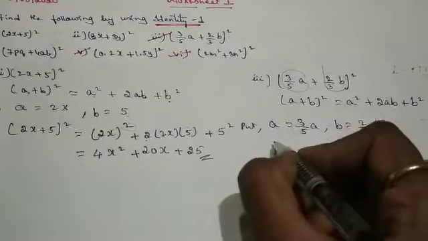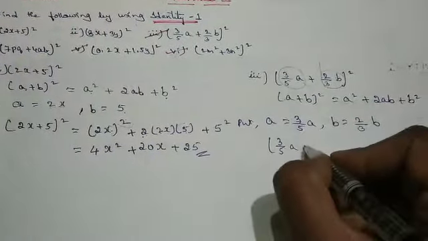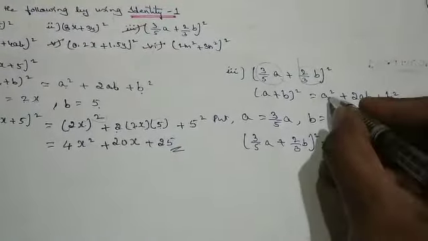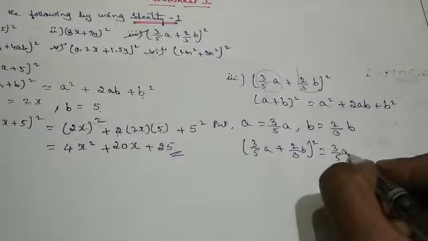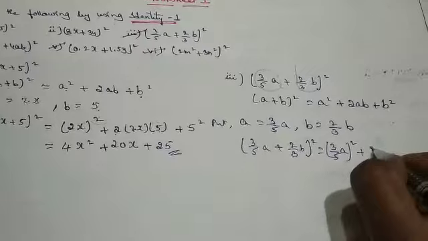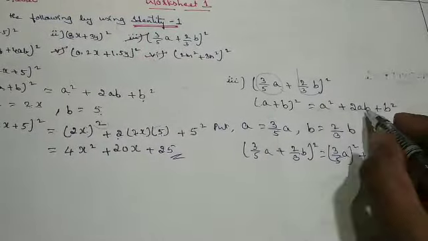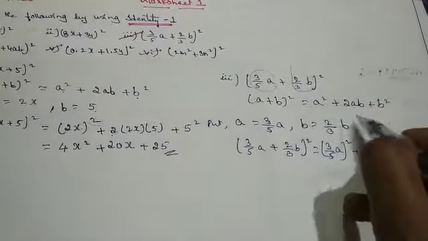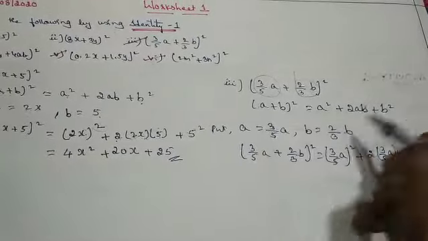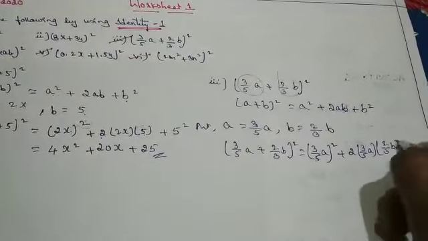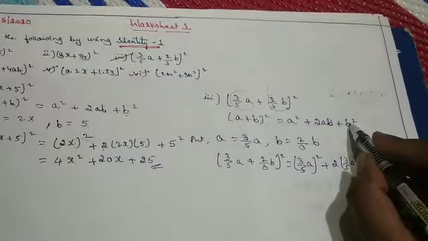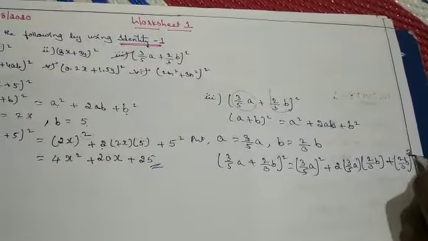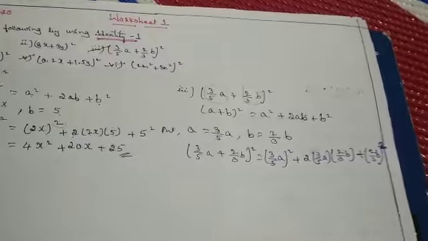Then come with the LHS. (3/5 a + 2/3 b) whole square equal to, apply the identity, a square is nothing but (3/5 a) whole square plus 2 into a. You have a is nothing but 3/5 a, into b. You have b here. B is nothing but 2/3 b, plus b square. B square is nothing but (2/3 b) whole square. This is when you apply the identity, children.